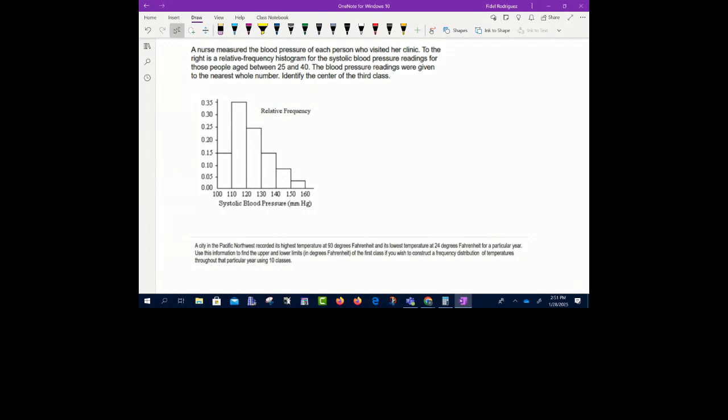Y'all, they're just asking me, can we find the midpoint of the third bar? So y'all, what do you think? Look, this is bar 1, this is bar 2, this is bar 3. What number do you think is going to be right there? Somebody said it. 125. Wasn't that easy breezy, cover girl? Of course it was, right? All you had to do was look at the picture.